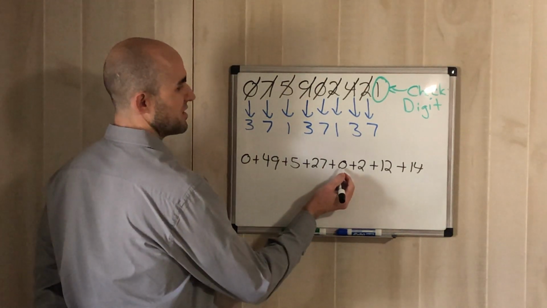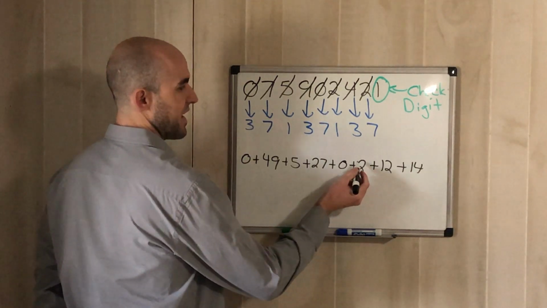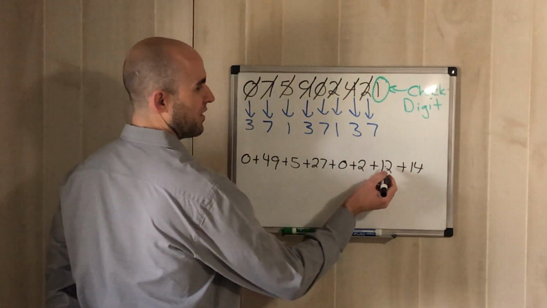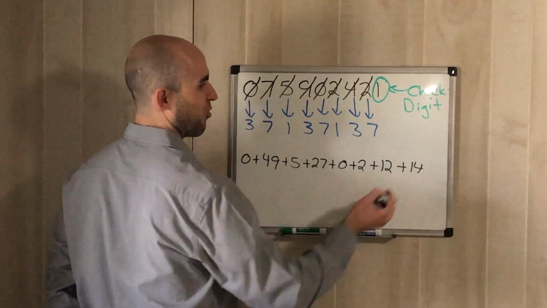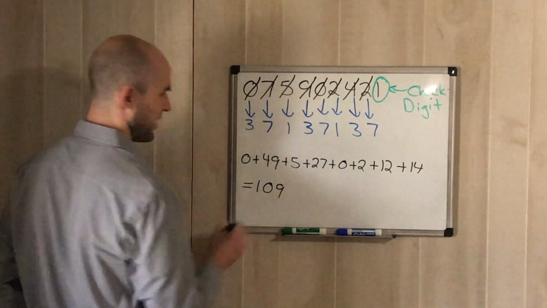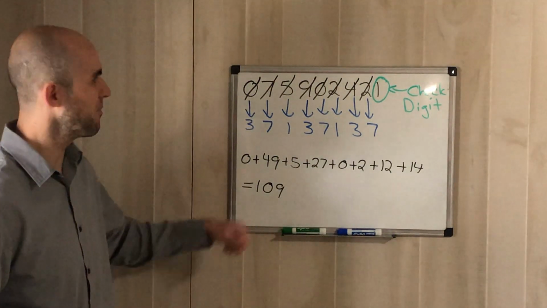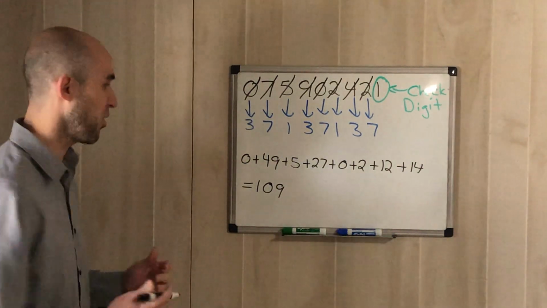81 plus 0 is 81. 81 plus 2 is 83. 83 plus 12 is 95. 95 plus 14 is equal to 109. Right? So we added up all those numbers. We got 109. And now it's the same thing we did last time for barcodes.